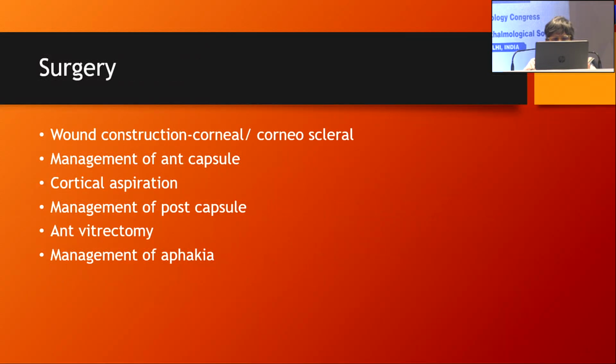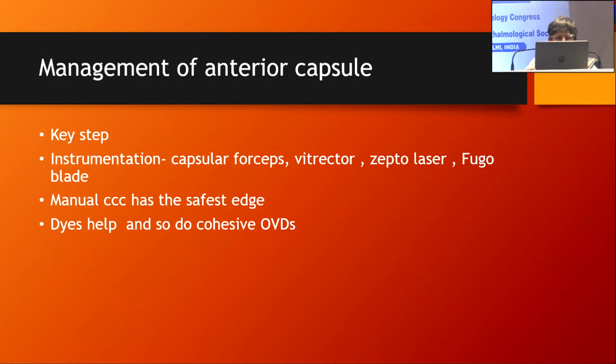So these are the steps of surgery in children, and I would think management of the anterior capsule is really the most key step. There has been instrumentation available in terms of Zepto laser or vitrector sometimes, but still manual CCC probably has the safest edge, which is least likely to extend. Dyes and cohesive OVDs have really made anterior capsular management really easy.